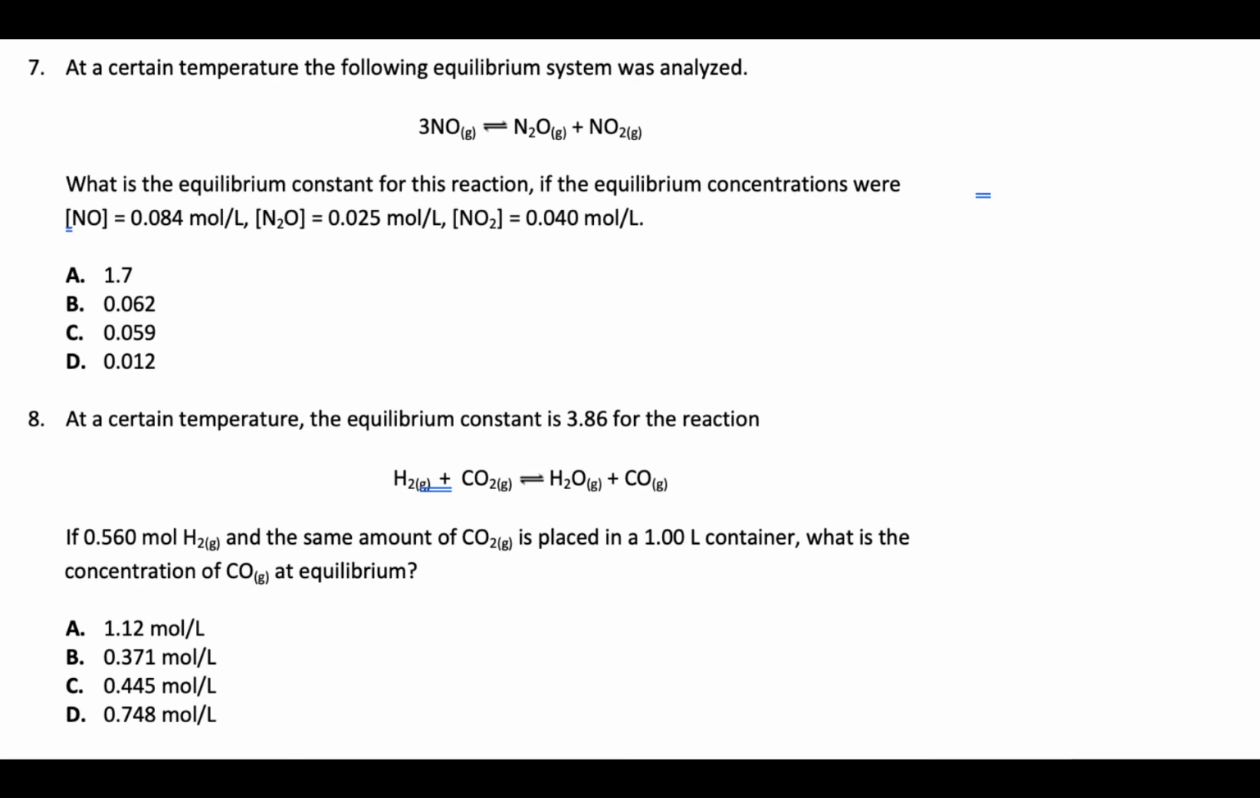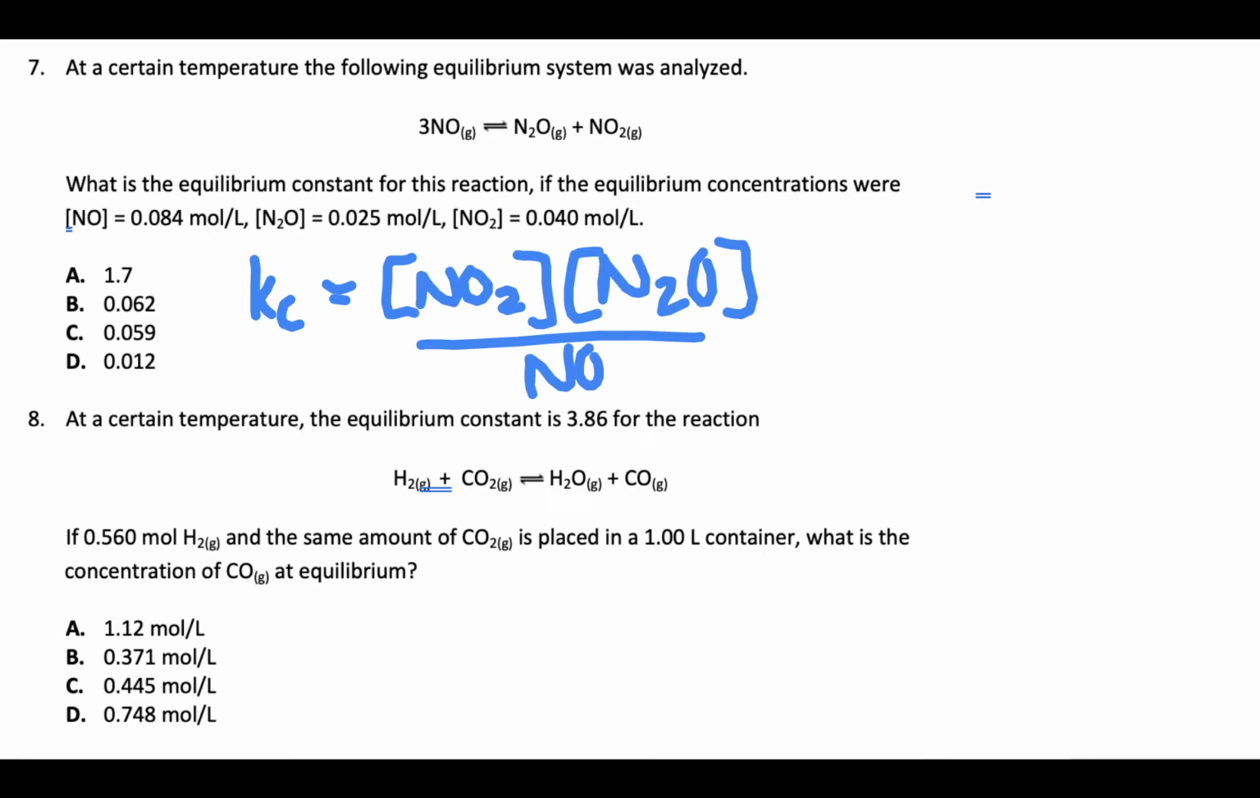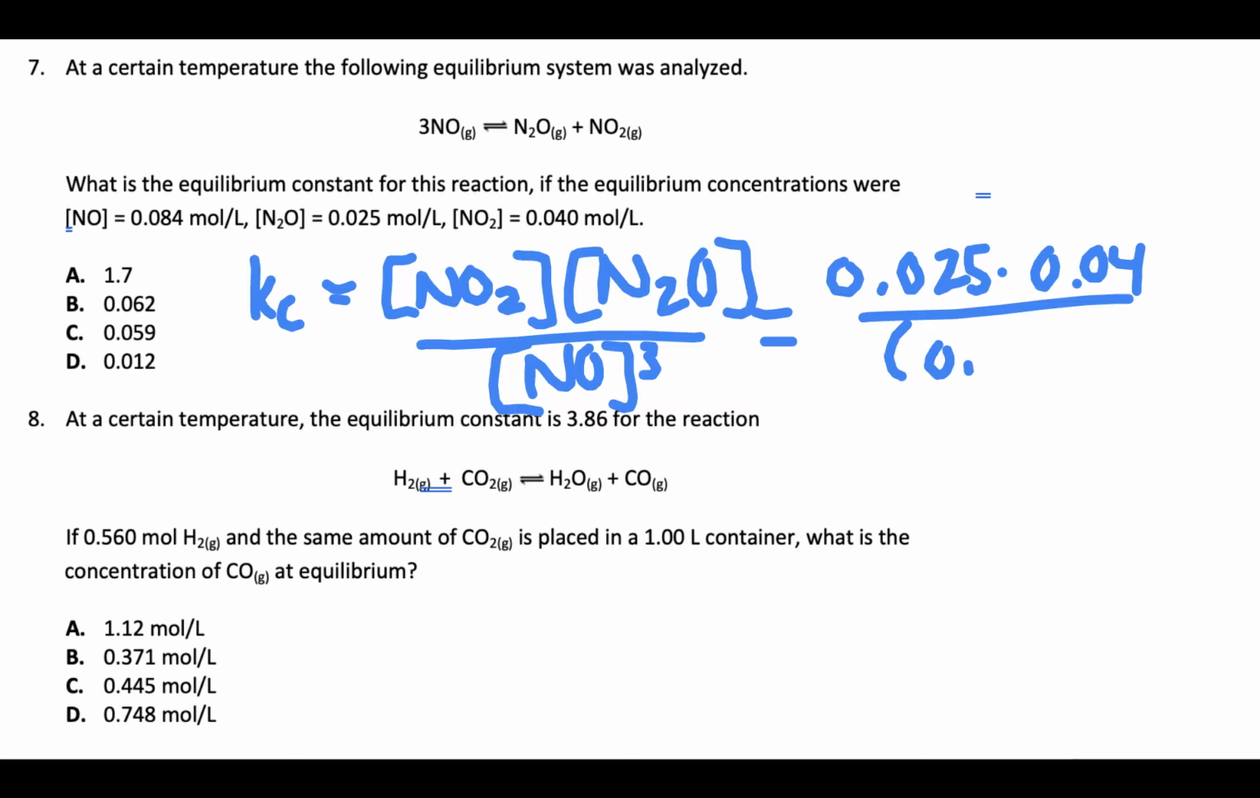Question number 7 is asking us for the equilibrium constant, giving some concentrations. So you'll need to start by writing the equilibrium expression. We'll have products over reactants, and just a reminder, if you do have a coefficient, that becomes your exponent. Now that we have it written out, you're going to plug in your values that are given. So the concentrations: 0.025 times 0.04 divided by 0.084, and this value would be cubed. Putting that into your calculator, with 2 sig digs, you'll see your answer is 1.7.